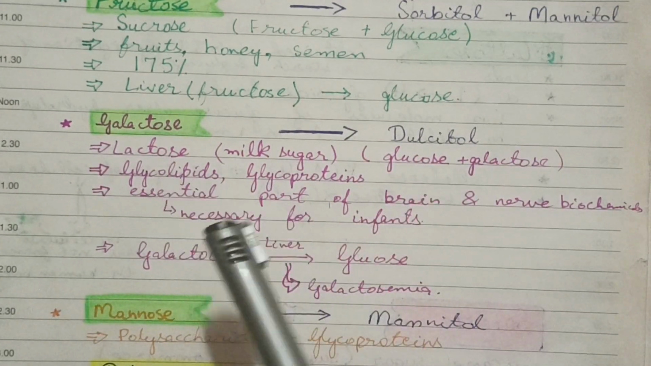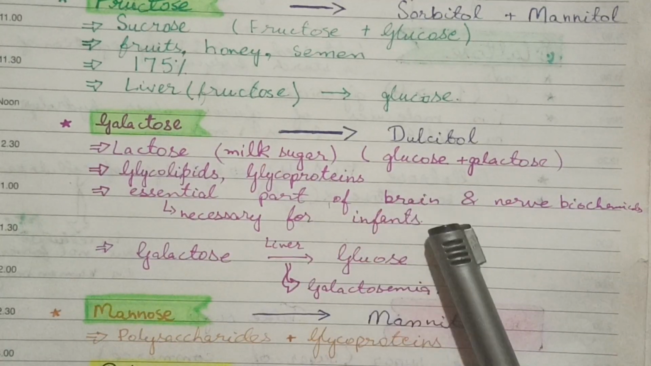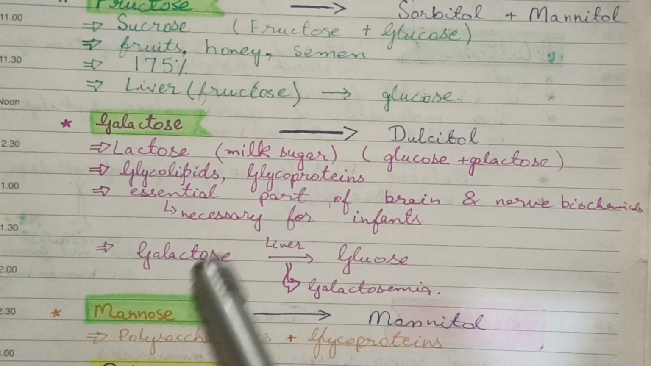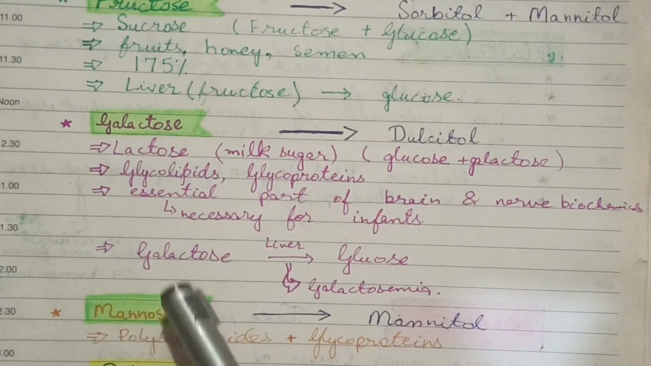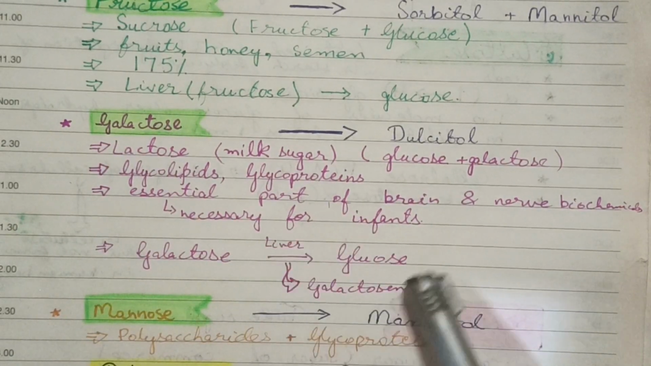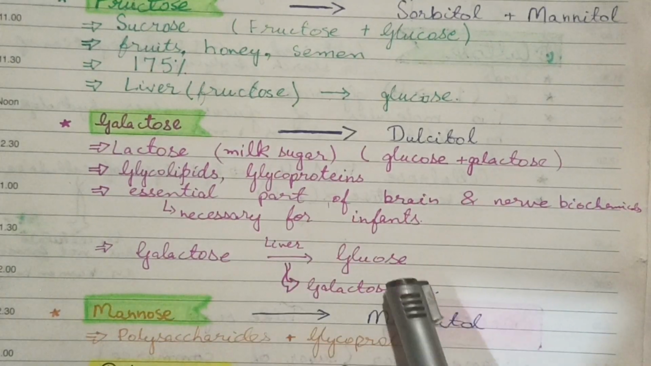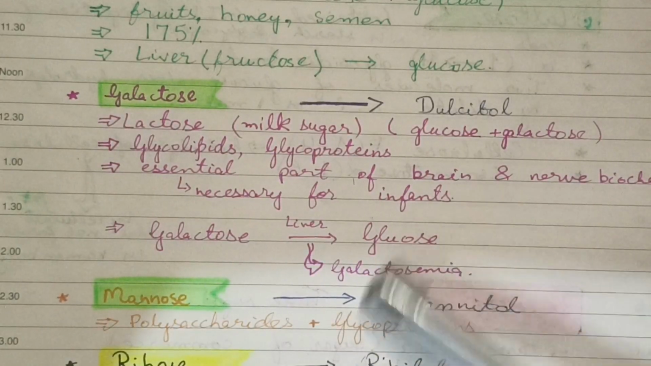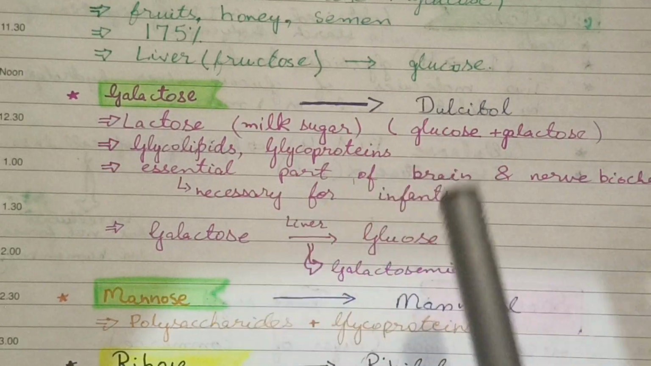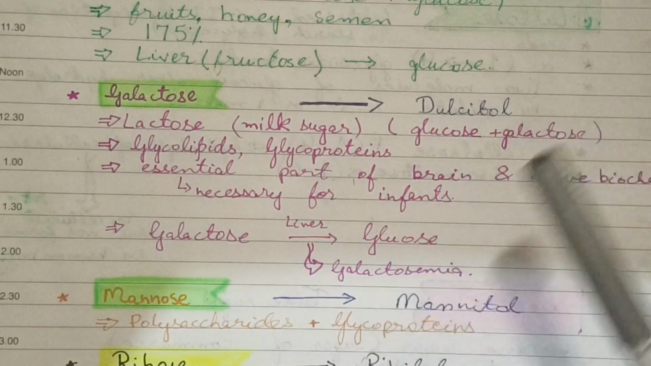So galactose is important for infants, and glucose is important for the fetus. Now coming to the conversion of galactose: same as fructose, it is converted into glucose in the liver, and if this conversion does not take place, it will lead to galactosemia. Galactosemia will produce its effect on the liver and brain. Galactose is an essential biochemical of brain and nerve cells, so it is necessary for infants, who have rapid growth.